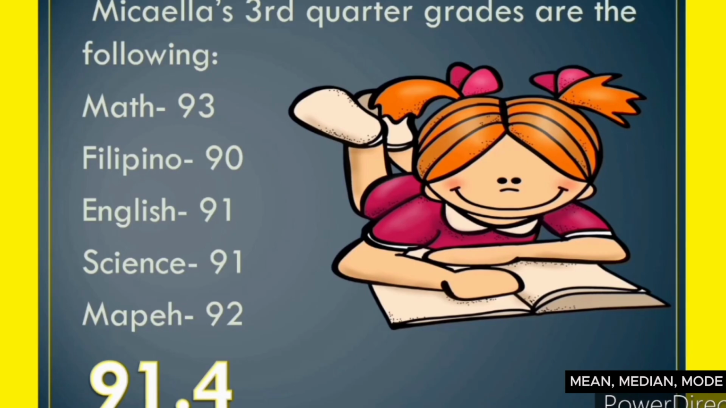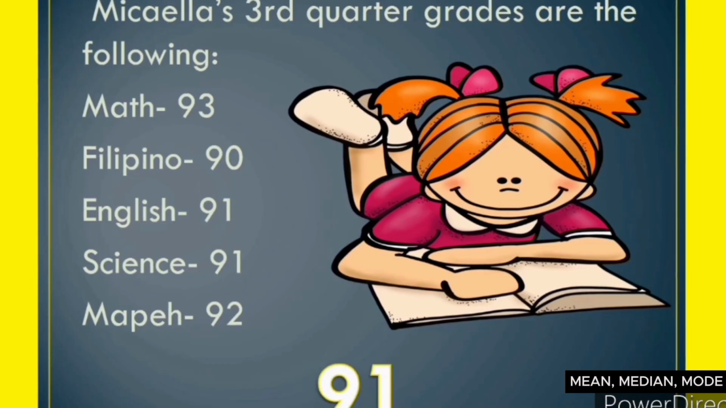How about the median? Answer is correct, it's 91. How? So we have to arrange first her grades from lowest to highest. We have first 90, 91, 91, 92, and 93. The middle score or the middle grade is 91. Therefore, the median is 91.